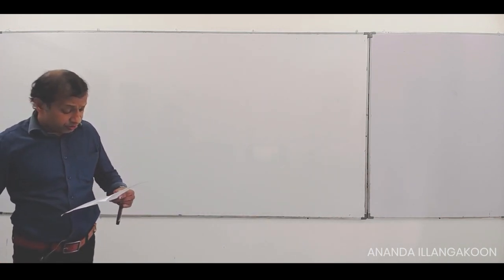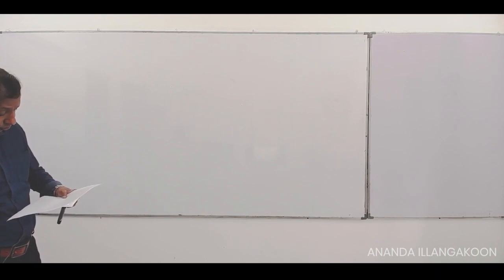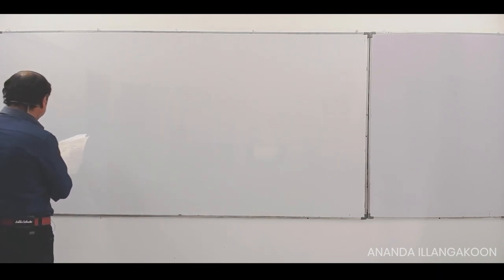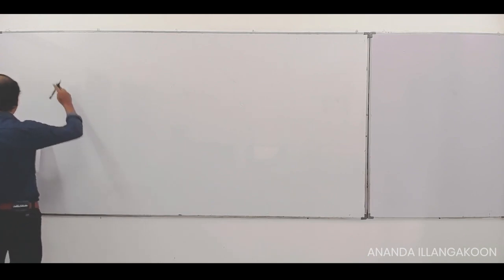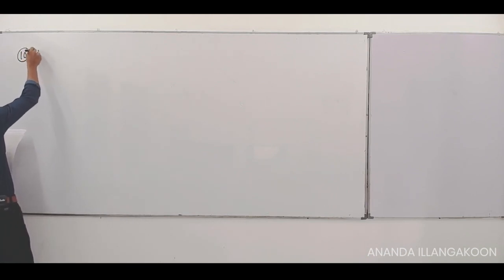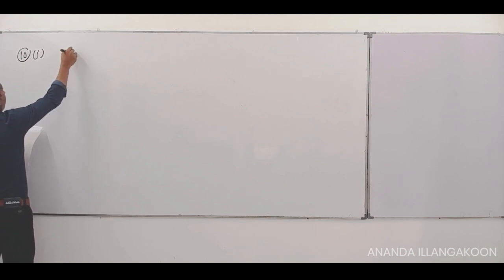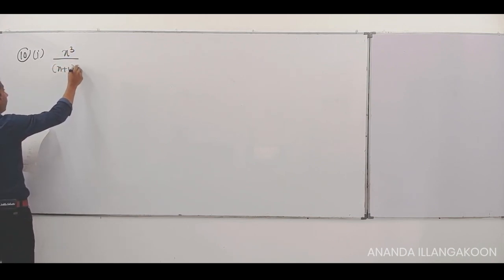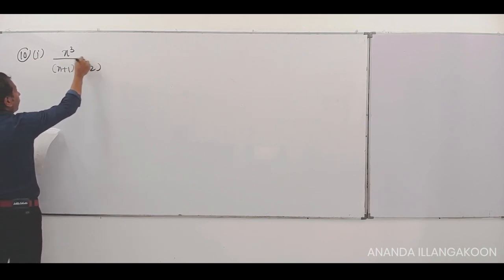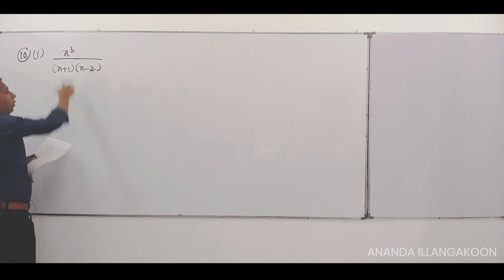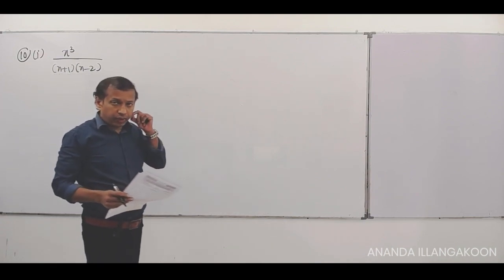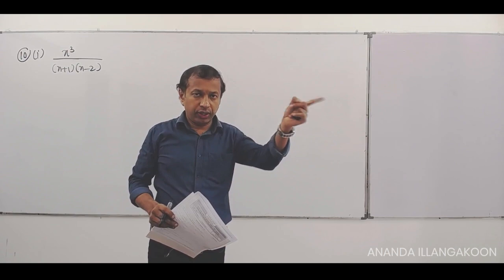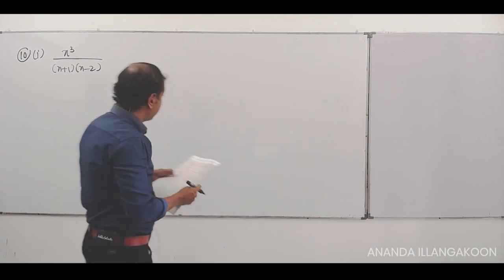Find the partial fractions of the following: x cube over (x plus 1)(x minus 2). Part 1. x cube divided by (x plus 1)(x minus 2). Denominator degree 2, numerator degree 3. 3 minus 2 is 1. Then on the right hand side we must write a first degree polynomial function of the type ax plus b.